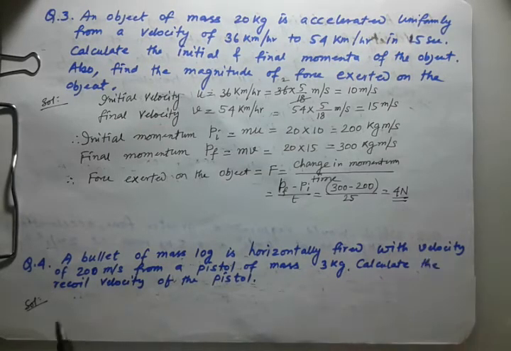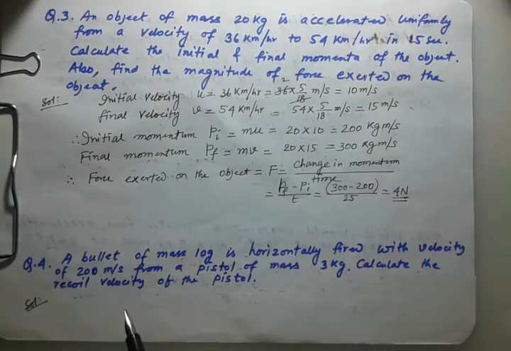Now we go to the next problem. A bullet of mass 10 gram is horizontally fired with a velocity of 200 meter per second from a pistol of mass 3 kg. Calculate the recoil velocity of the pistol. So you know that already, let the recoil velocity of the pistol be v2. According to conservation of linear momentum, if you don't understand, you can check the video on the recoil of the cannon which I have made previously.